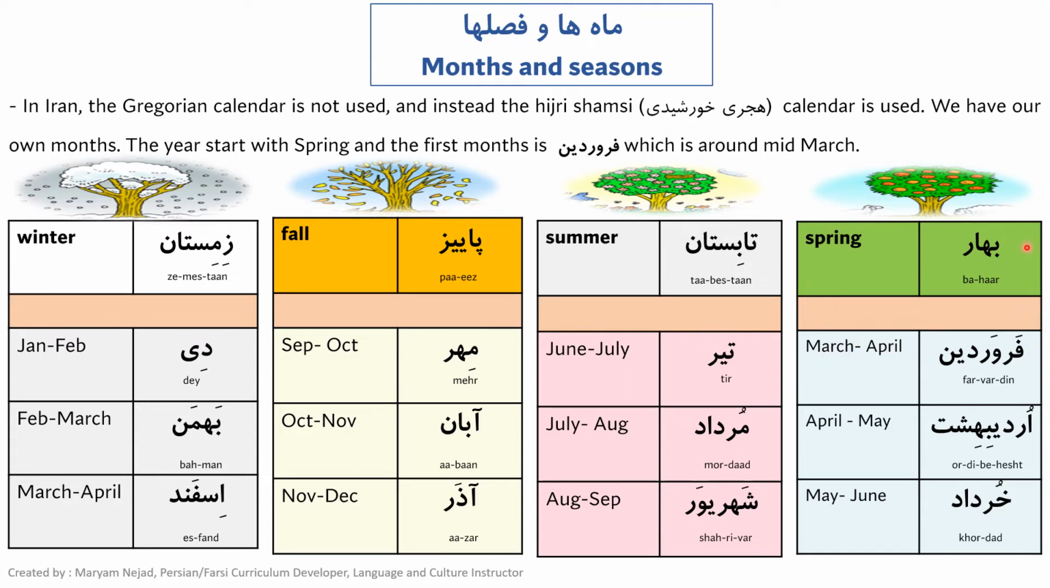So let me go over the seasons first. بهار، تابستان، پاییز، زمستان. And now I'm going to go over the months. فروردین، اردیبهشت، خرداد، تیر، مرداد، شهریور، مهر، آبان، آذر، دی، بهمن، اسفند.